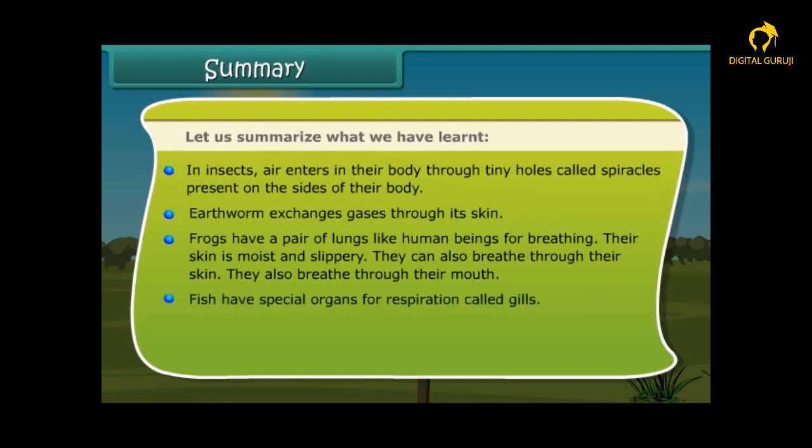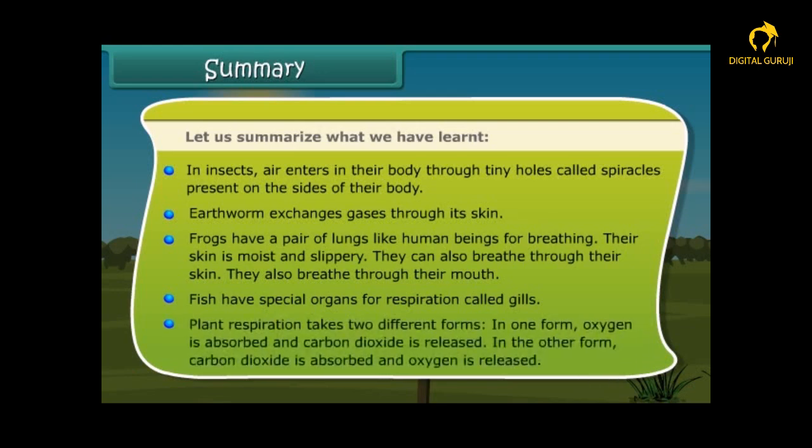Fish have special organs for respiration called gills. Plant respiration takes two different forms. In one form, oxygen is absorbed and carbon dioxide is released. In the other form, carbon dioxide is absorbed and oxygen is released.